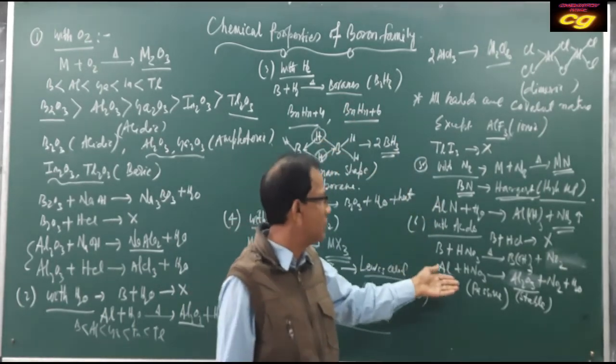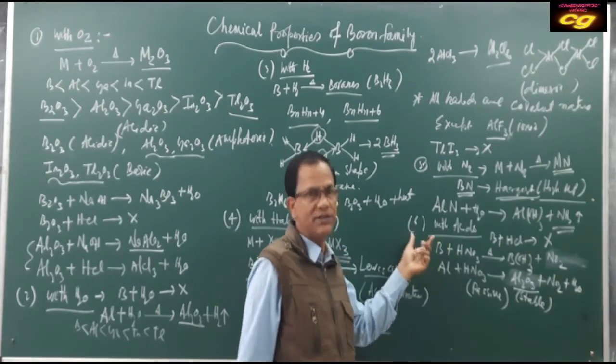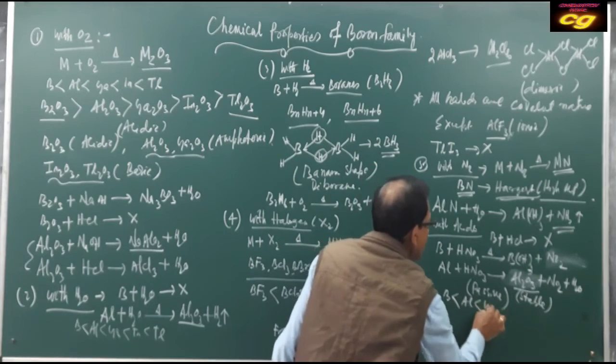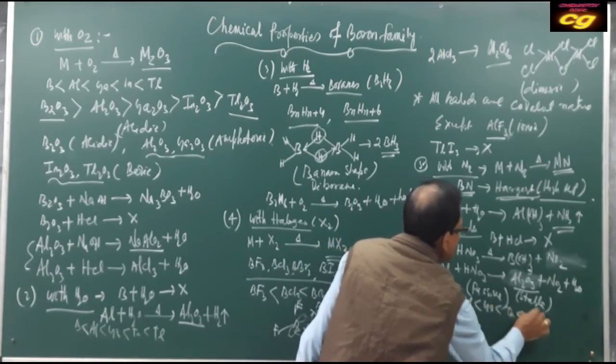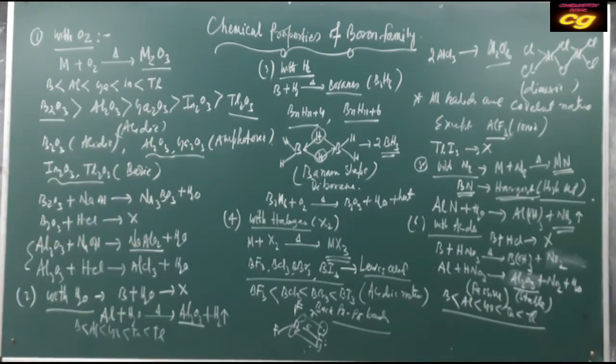Aluminium, and also gallium, indium and thallium, are very reactive towards acids, but the reactivity of boron is least. If you see the reactivity: boron is less than aluminium, less than gallium, less than indium, less than thallium. Generally they react with acids, but the reactivity increases down the group.